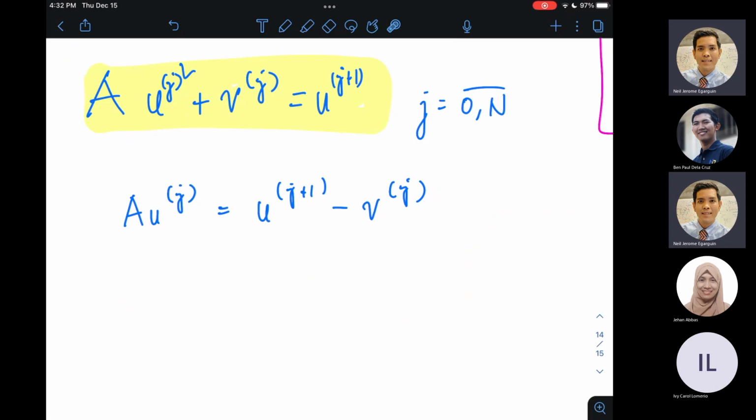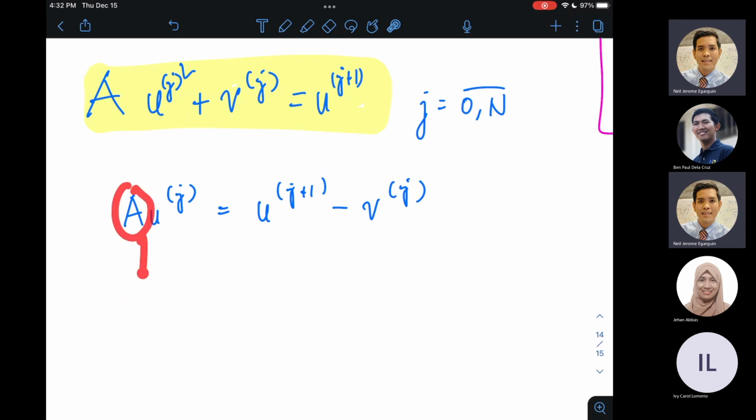And for Ben, Paul, and Ivy, nakita na nila ito dun sa AMAT 255 na may madaling paraan kung paano mag-solve ng mga linear systems na paulit-ulit lamang naman yung coefficient matrix. And that's via matrix factorization.